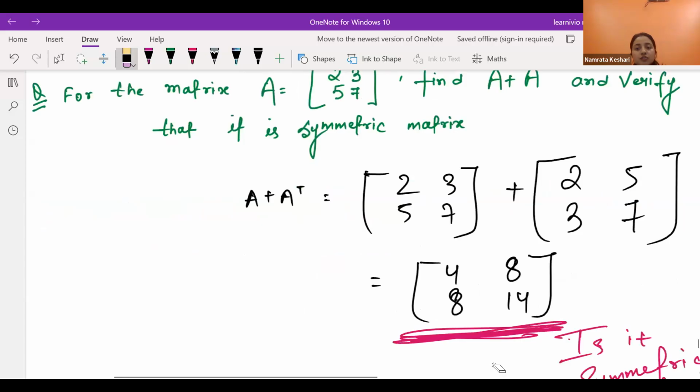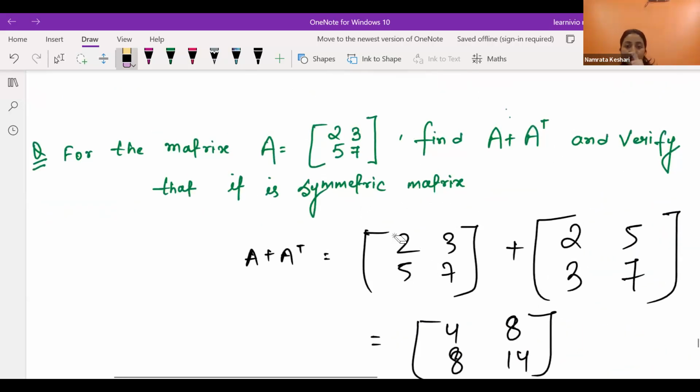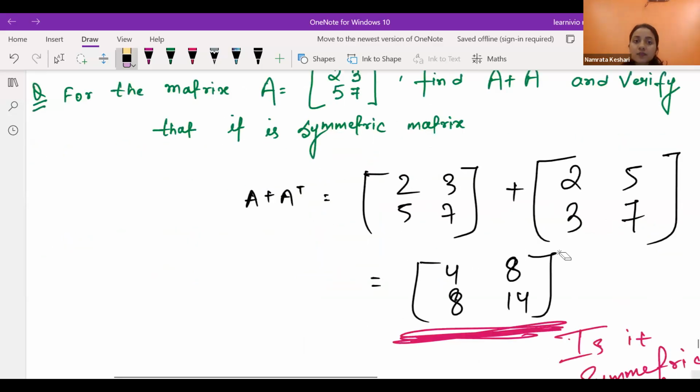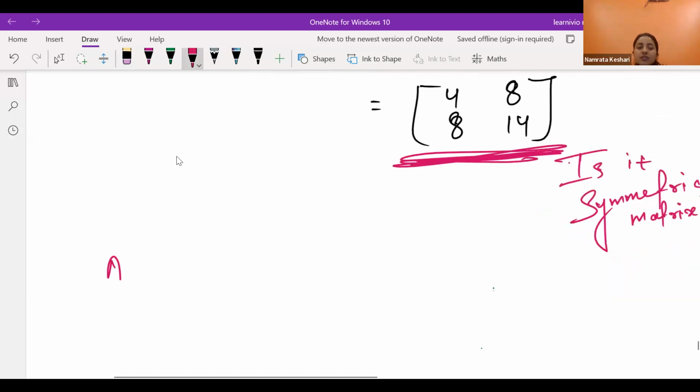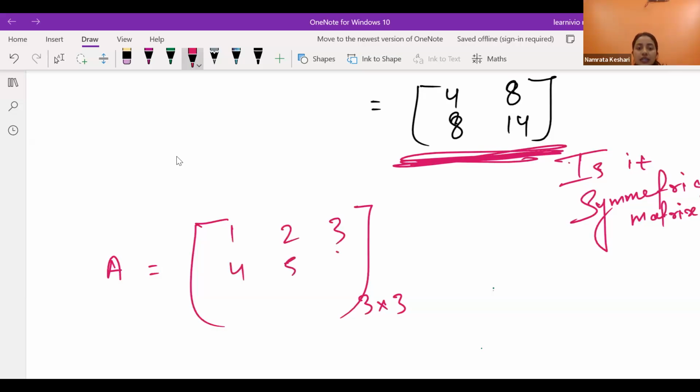We can write it as a symmetric matrix. When we add A with A transpose, we will always end up getting a matrix which will be symmetric. It works for any square matrix. Suppose we are taking A as a 3 by 3 square matrix: 1, 2, 3, 4, 5, 6, 7, 8, 9. A random matrix I have taken.